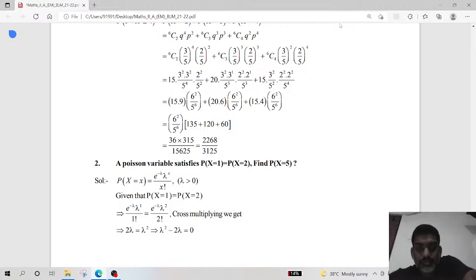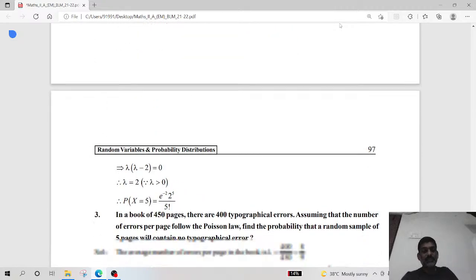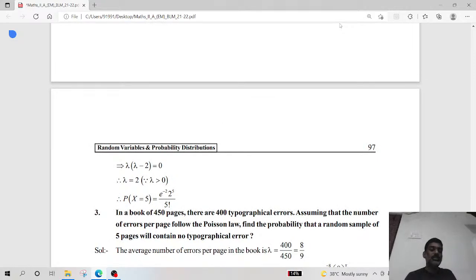So we can continue with lambda equals 2, because lambda is greater than 0. Then they are asking what is P of x equals 5. In the formula, substitute the values: e power minus 2 and 2 to the power of 5 whole divided by 5 factorial. Okay, now let us see the next question.